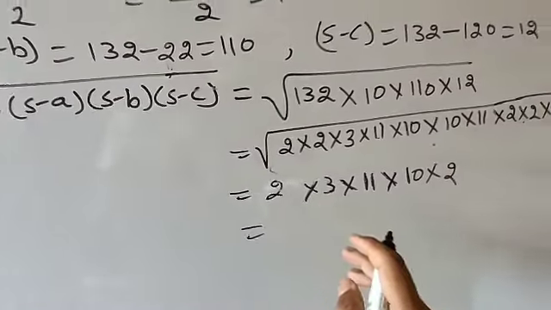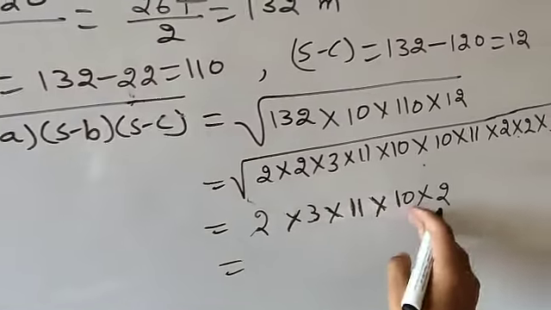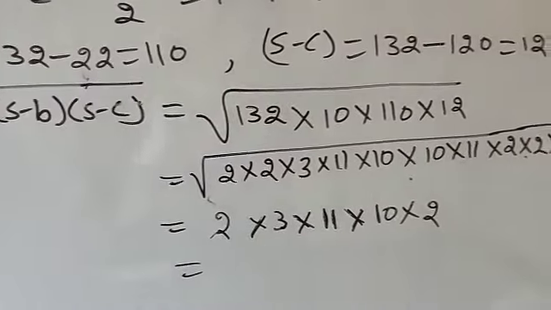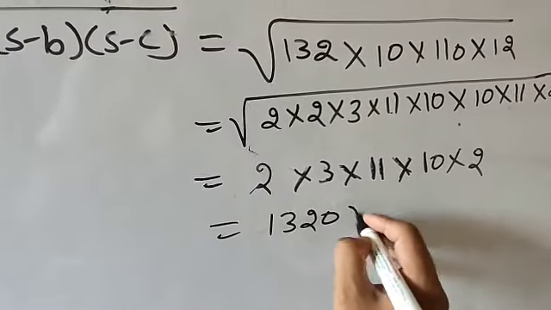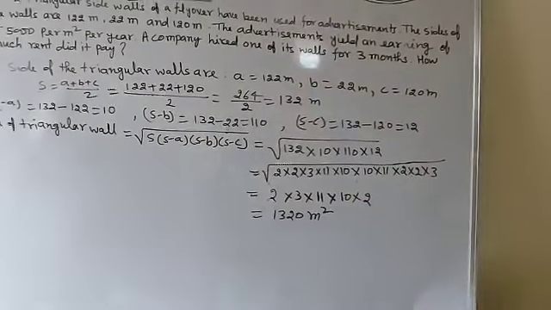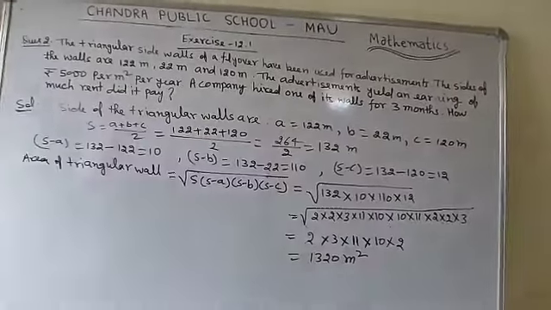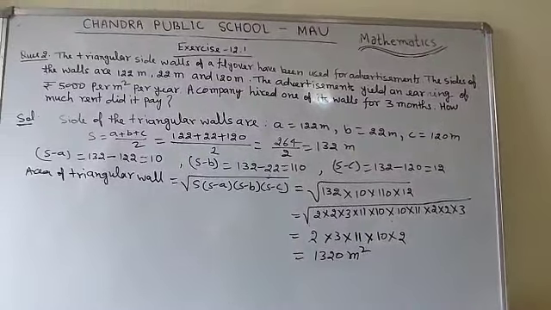Now you need to multiply 2 into 3 into 11 into 10 into 2. If you multiply, it will be 1320 meter square. So that is the area of the walls that will be used for the advertisement.